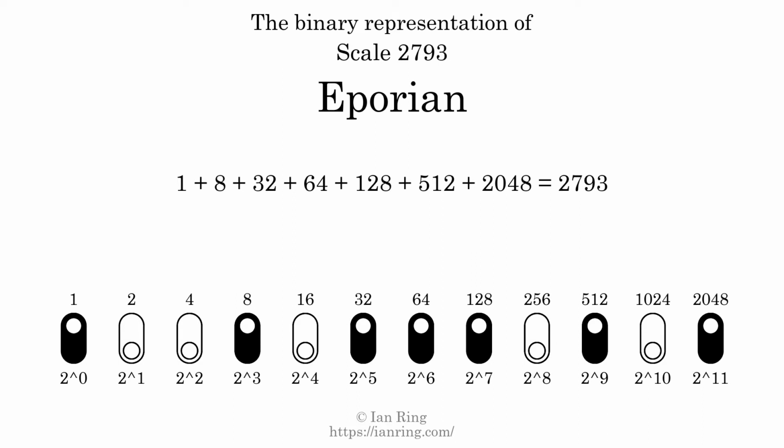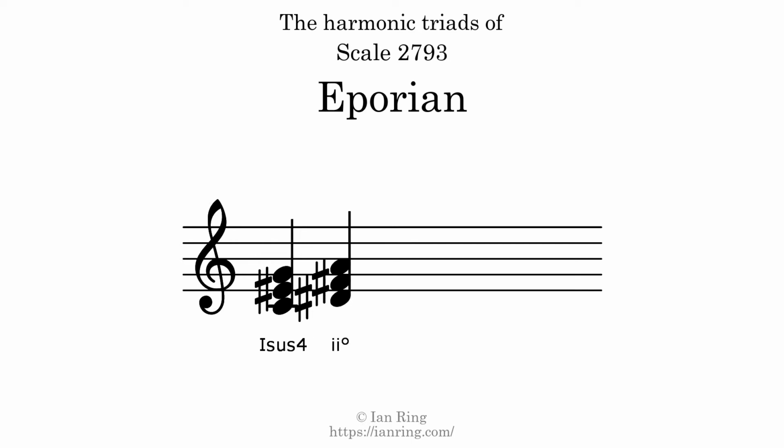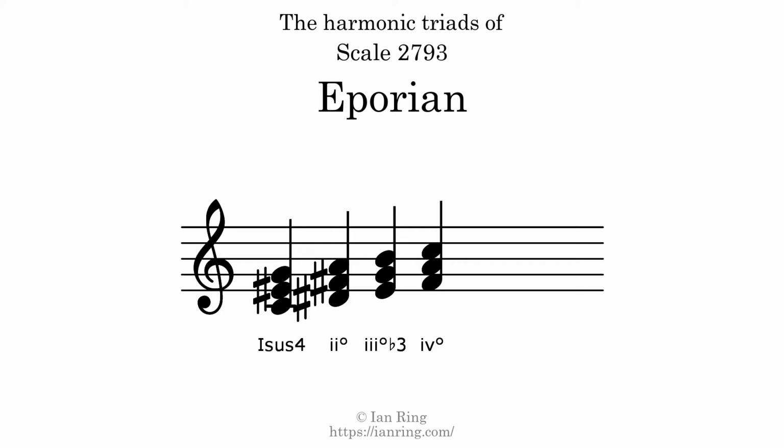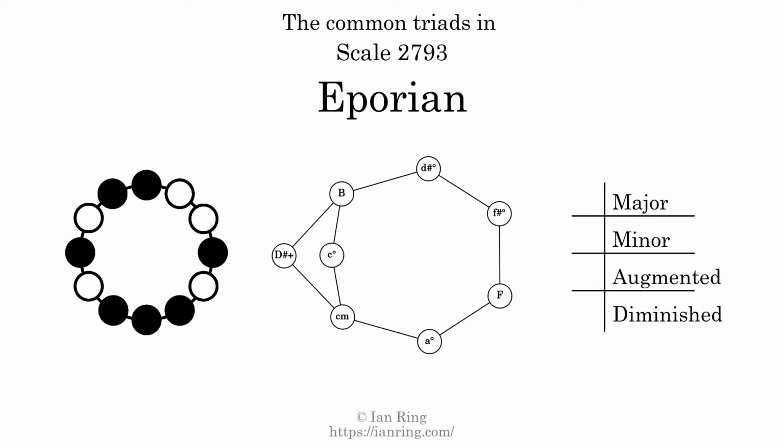The scale number not only enumerates the scale with a unique index, but it also literally describes the tonal content of the scale. Represented as a binary number in base 2, the scale number is 10101110001. Here are the harmonic triads present in this scale. Sus4. Diminished. Diminished flat 3. Diminished. Augmented. Unnamed. Major. Here are the common triads present in this scale.